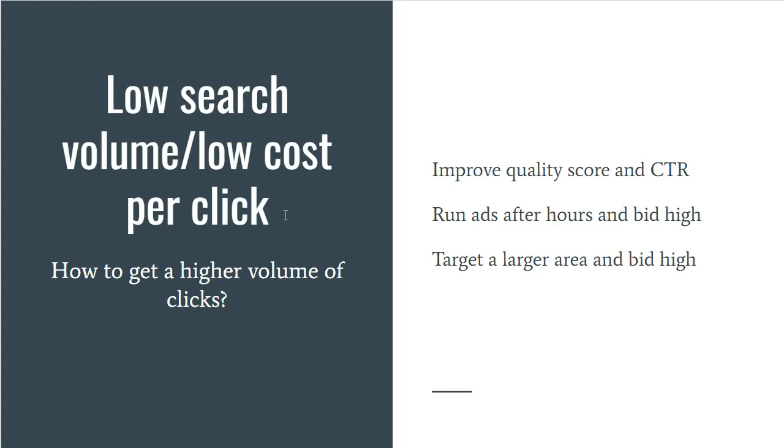So the trick over here, or the limiting factor, is the low search volume. So how do you get a high volume of clicks? Well, you improve your quality score and click-through rate. That, again, is a repetition. You improve that, and not only will Google reward you with a lower cost per click, it will also reward you with a higher ad position, and that's what you want.